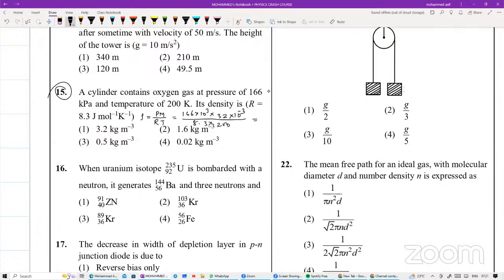That question number 16. When uranium isotope 92 uranium 235 is bombarded with a neutron, it generates barium 56 144 and 3 neutrons. जिसका इक्वेशन लिख लीजिए, यूरेनियम is being bombarded with a neutron. तो इक्वेशन क्या बनेगा बेटा, यूरेनियम मतलब 92 यूरेनियम 235 is bombarded with a neutron. Neutron मतलब 0 and 1.